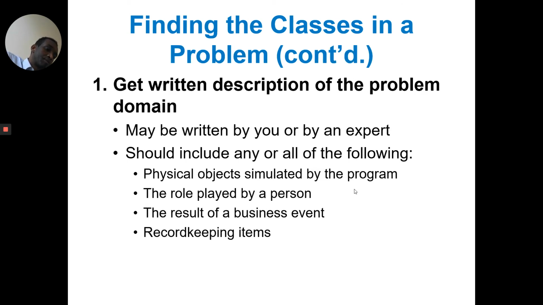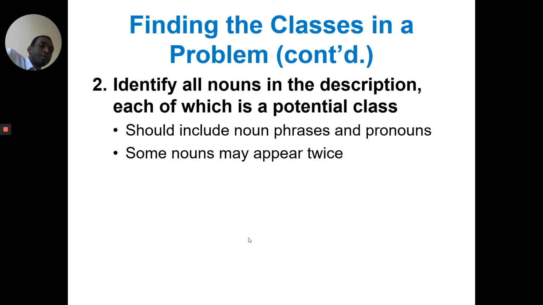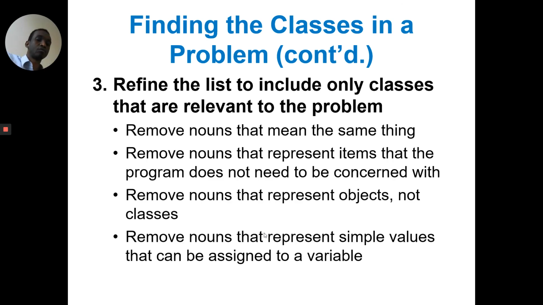Get a written description of the problem domain, which may be written by you or by an expert. It should include any or all of the following: the physical object simulated by a program, the role played by a person, the result of a business event, record-keeping items. Identify all nouns in the description, each of which is a potential class, including noun phrases and pronouns. Some nouns may appear twice.